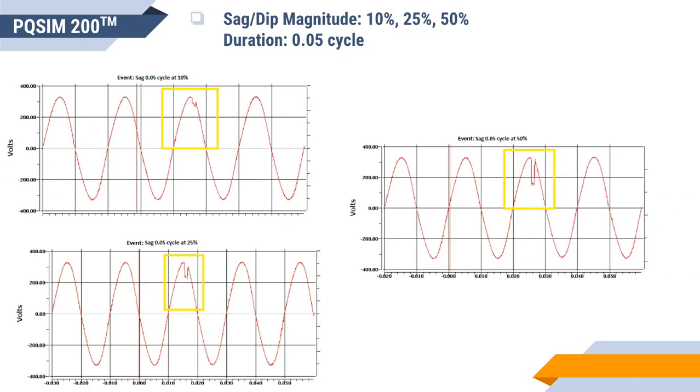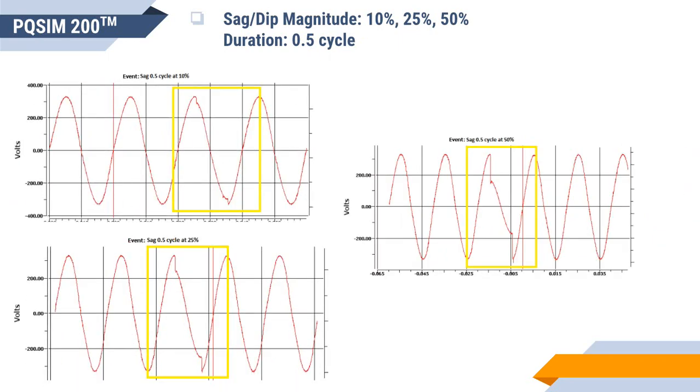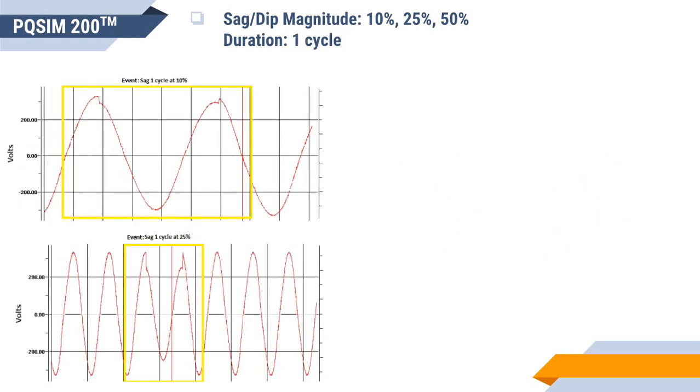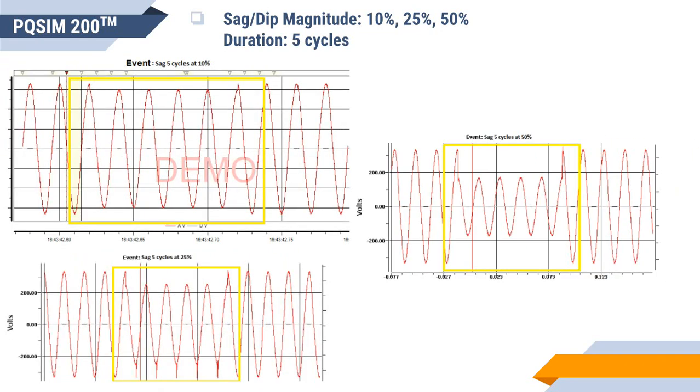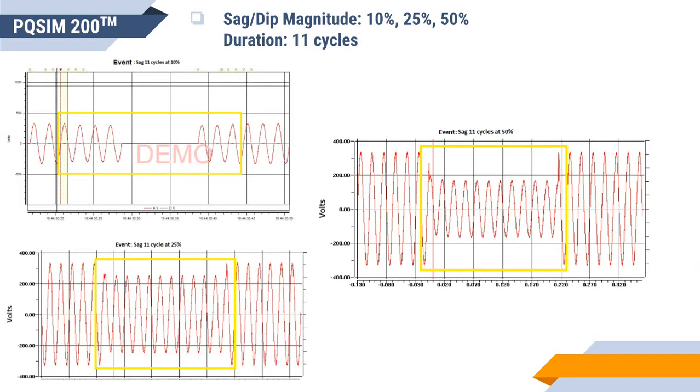Waveforms of sag 0.05 cycle at magnitude of 10%, 25%, and 50%. Waveforms of sag 0.5 cycle at magnitude of 10%, 25%, and 50%. Waveforms of sag 1 cycle at a magnitude of 10%, 25%, and 50%. Waveforms of sag 5 cycle at a magnitude of 10%, 25%, and 50%. Waveforms of sag 11 cycle at a magnitude of 10%, 25%, and 50%.